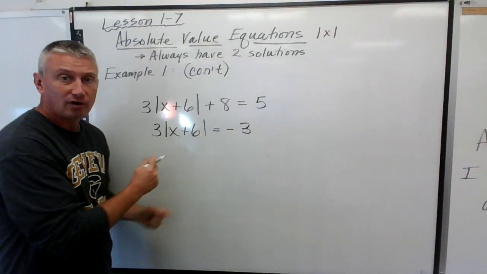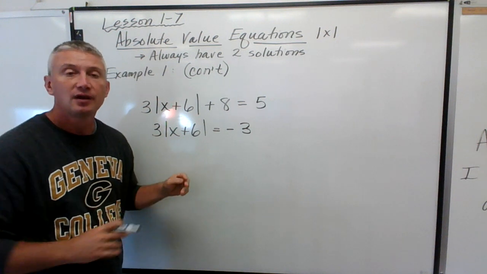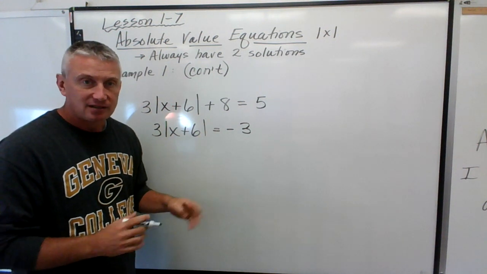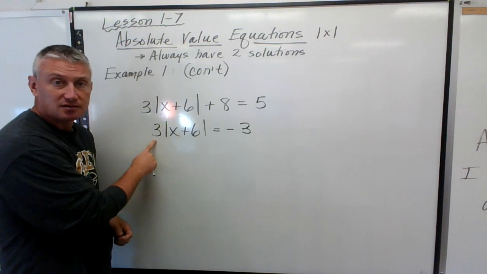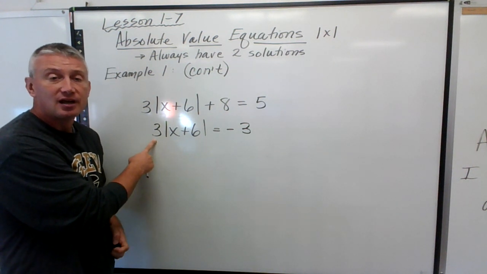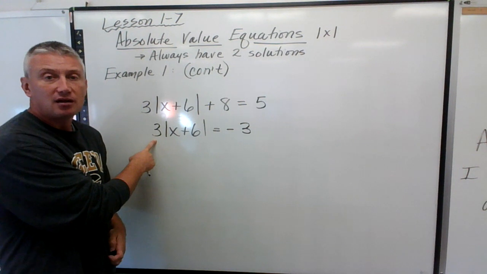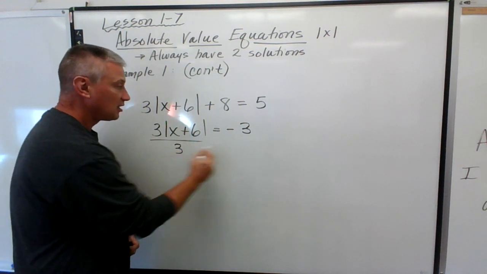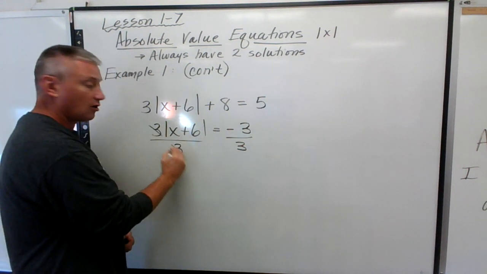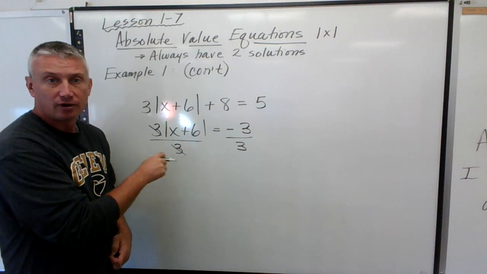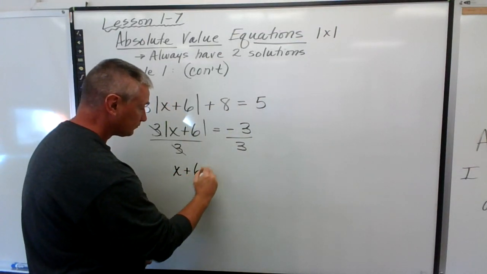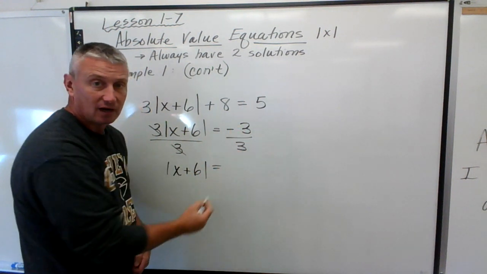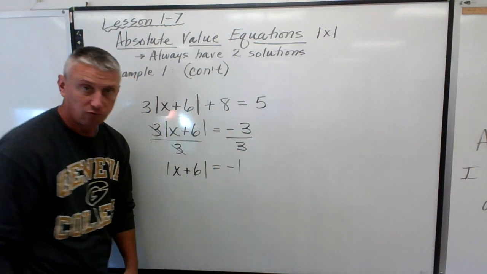So I still don't have the absolute value all by itself, but I'm going to get it all by itself by dividing both sides by 3, since this is multiplication. To undo this multiplication, I can divide both sides by 3. If I divide this side by 3 and this side by 3, these go away. They cancel each other out in the numerator and denominator. And over here, we will have negative 3 divided by positive 3, which is negative 1.